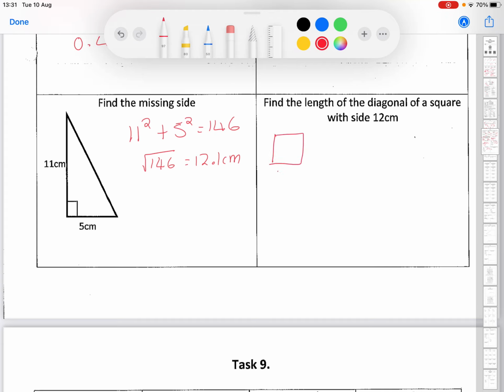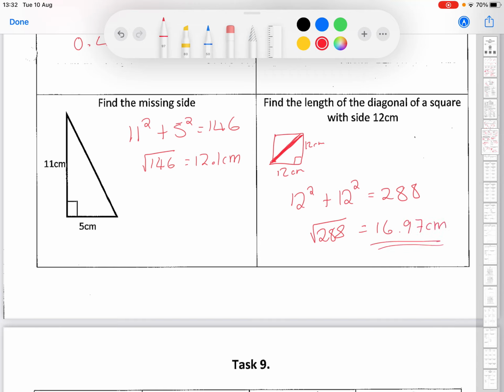Find the length of a diagonal of a square with sides 12. So if I draw a very, very good square here, side lengths of 12 and 12, for the diagonal we've got Pythagoras. We need that hypotenuse because it's our longest side, opposite our right angle. So we're going to do 12 squared, add 12 squared. That's going to be 144, add 144, which is 288. So we're going to square root 288, which is going to be 16.97 centimetres. Went to 2 decimal places there.